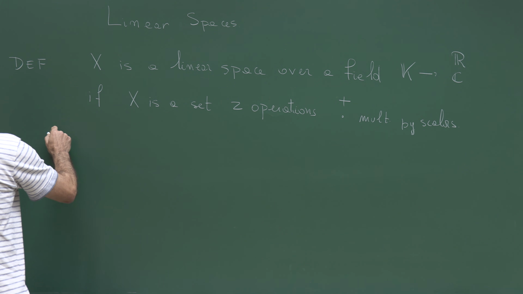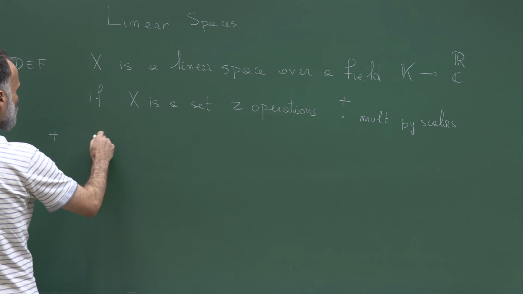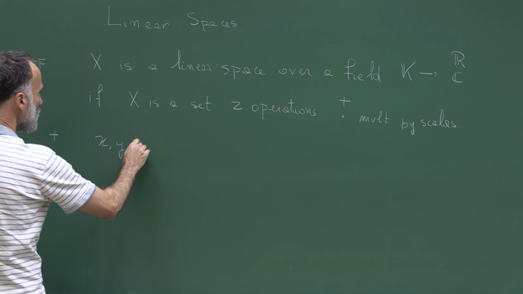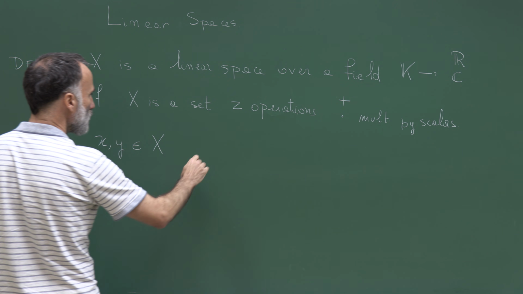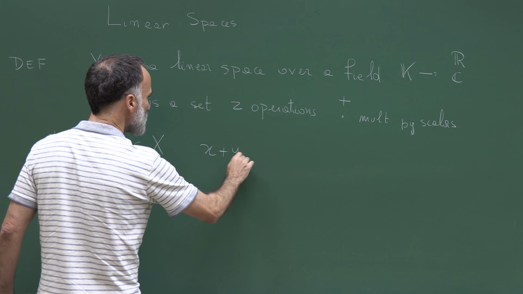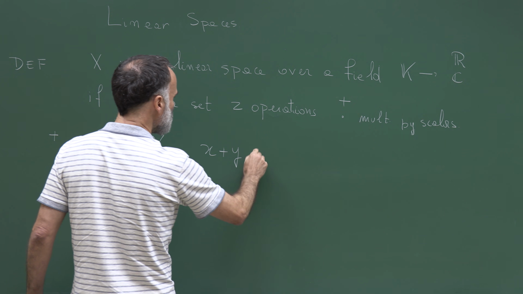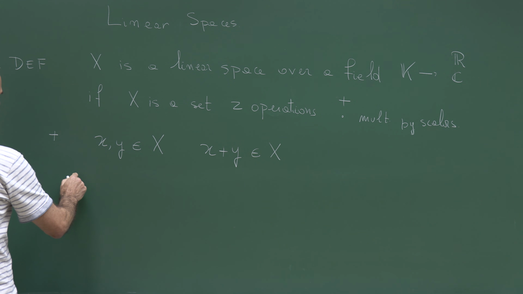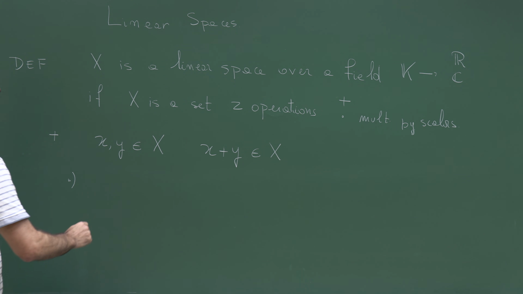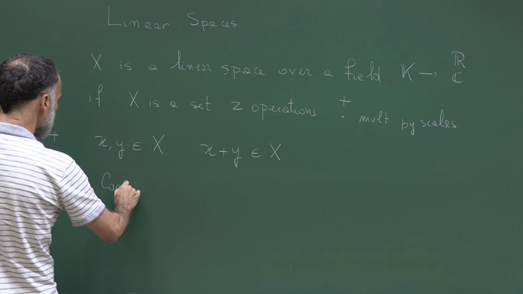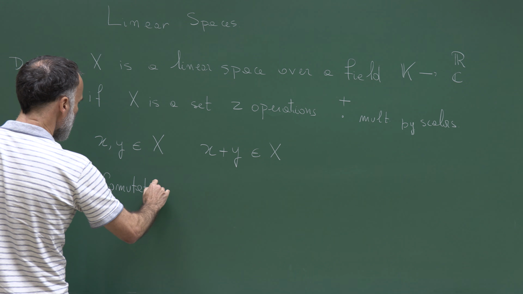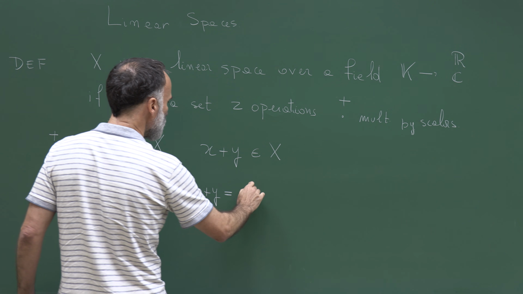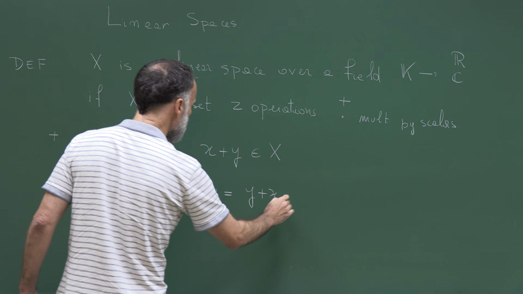The addition will be an operation on X, which will satisfy three conditions. So if x and y are elements of X, I will define a new element of X represented by x plus y. And this operation plus satisfies three properties, as I said. The first one is that it's commutative, which means that x plus y is equal to y plus x.